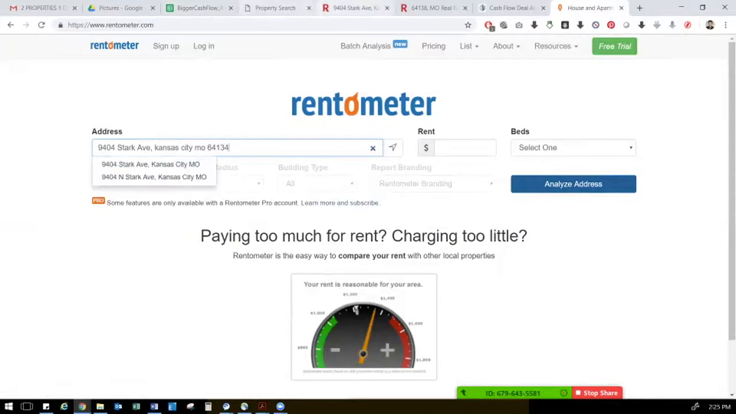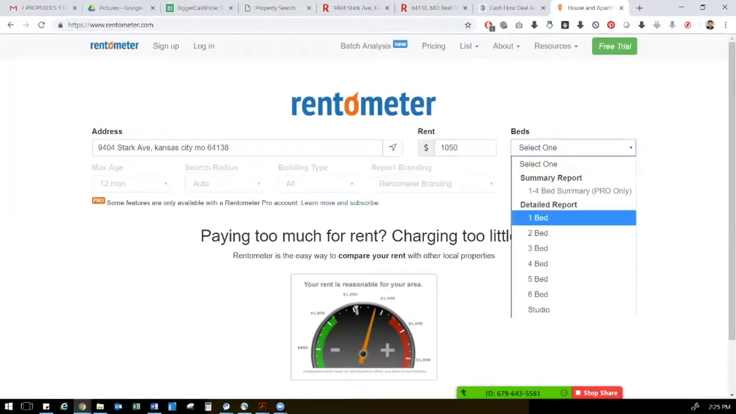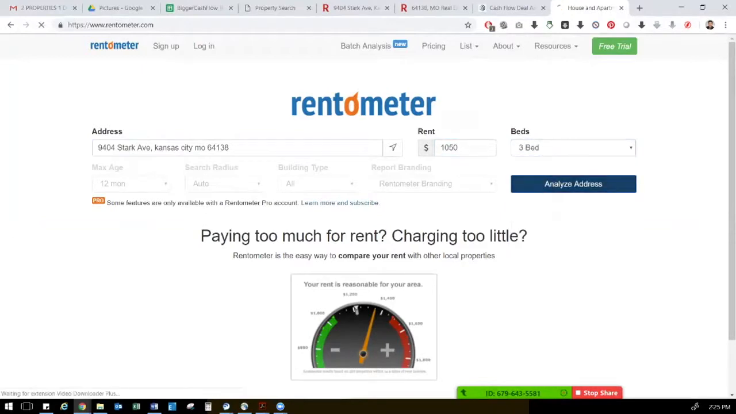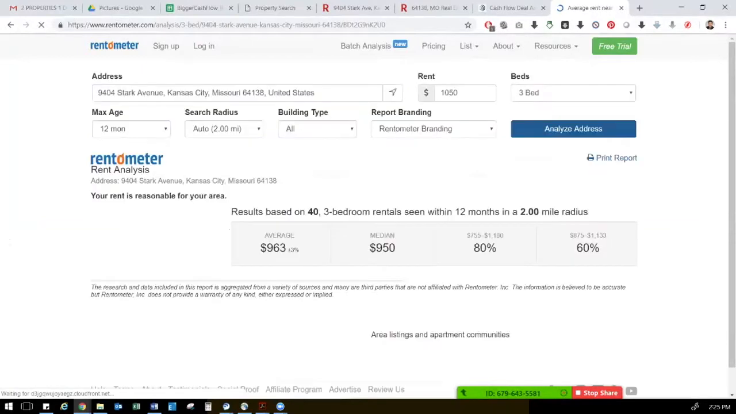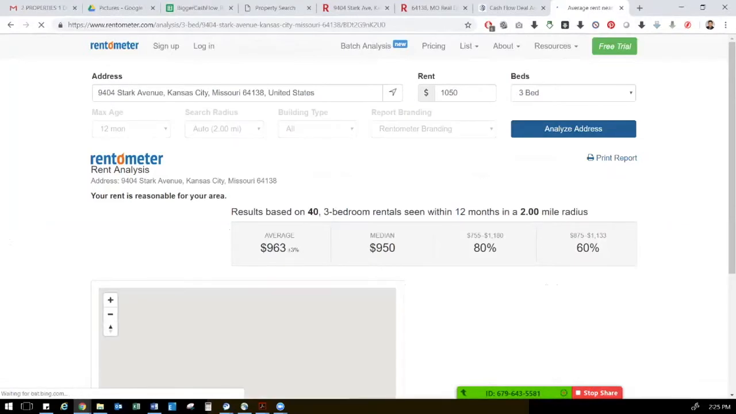Is it 134? 138. The rent, they said it's 1050, so I'm going to put that in there. It's a 3-bed. Let's analyze it. Let's see how far. Are we cold? Are we warm? Are we hot?